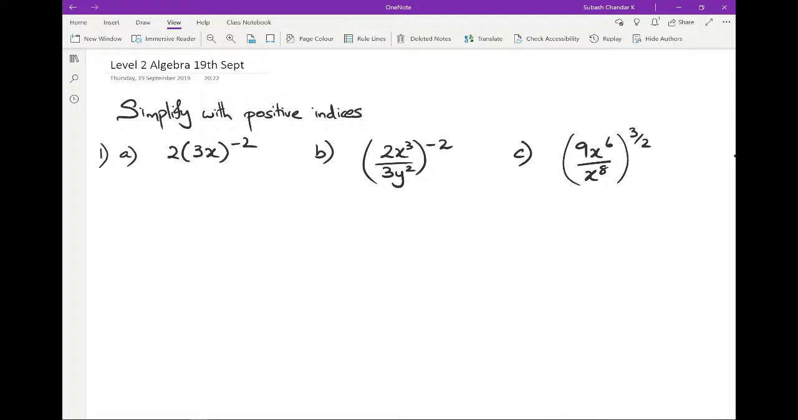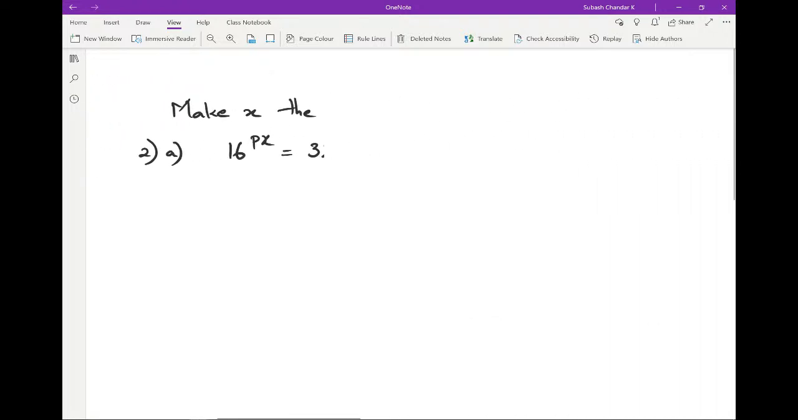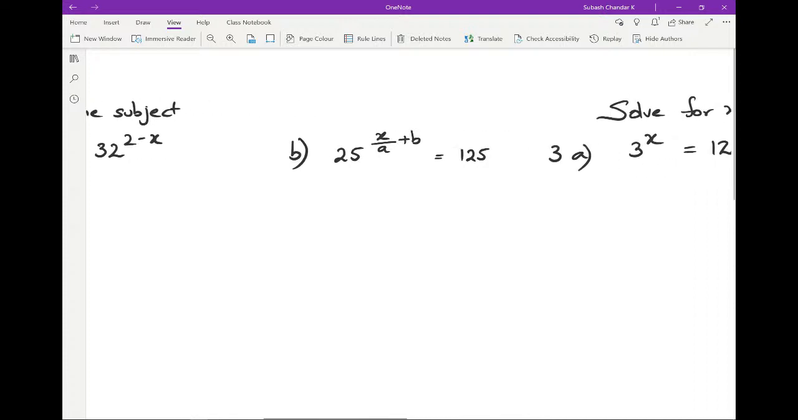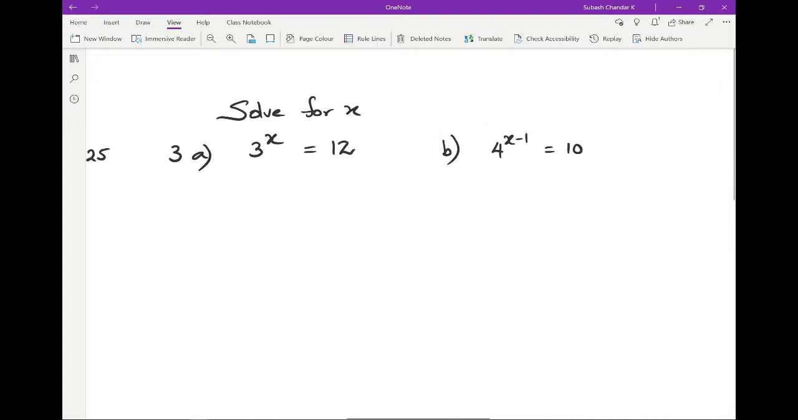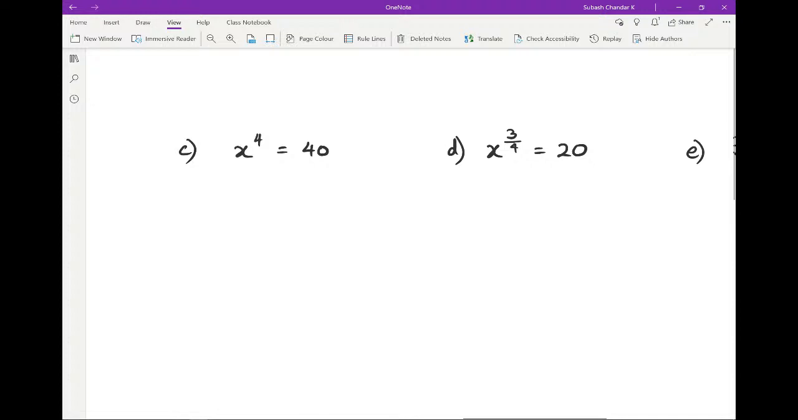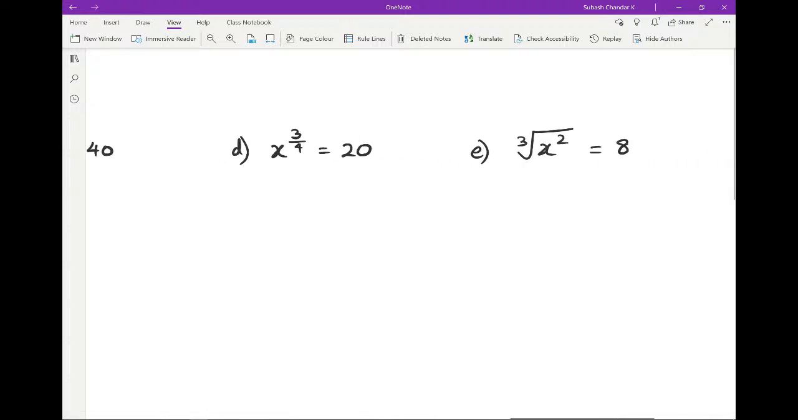So what we're going to do today is look at some questions with positive indices and also some of the log stuff as well. We're going to start off with these 3 questions here. Then we've got a couple of make x the subject questions using powers. Then we also have solve for x, but what I wanted to show you particularly with these types of questions is some really quick ways of doing it.